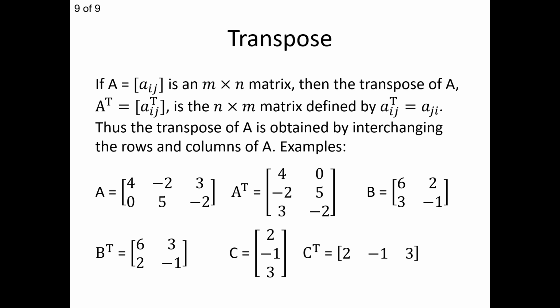Our last example is matrix C, and matrix C is a 3 by 1, which means it's going to become a 1 by 3. So I take that column and just make it a row. Now make that column into a row and it becomes 2, negative 1, 3 as a row.